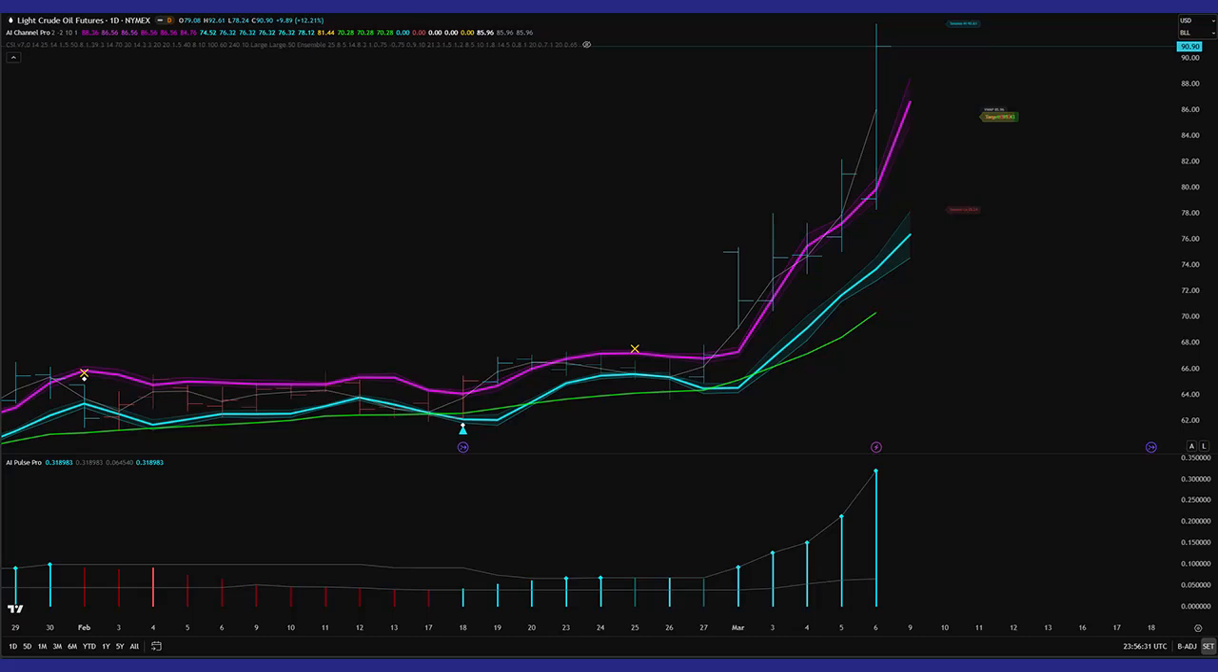Unlike static indicators that react to yesterday's market, AI Channel Trader Pro recalibrates every single bar. That means when volatility increases, the channel automatically widens. When markets calm down, the channel tightens. When trends accelerate, the system speeds up. When price chops sideways, it slows down and filters the noise, all automatically.